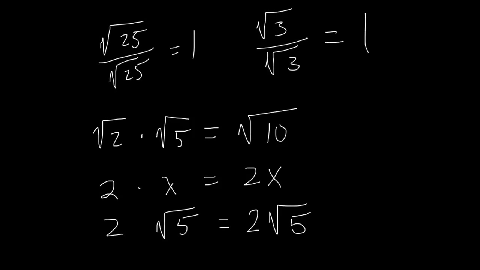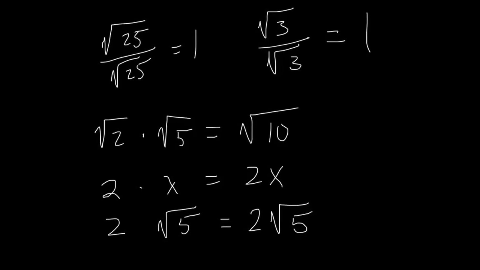Similarly, they can be multiplied. Square root of 2 times the square root of 5 is the square root of 10. However, just like when you have 2 times x, that's 2x. 2 times the square root of 5 is written like so. 2 times the square root of 5, some people will refer to as 2 rad 5.